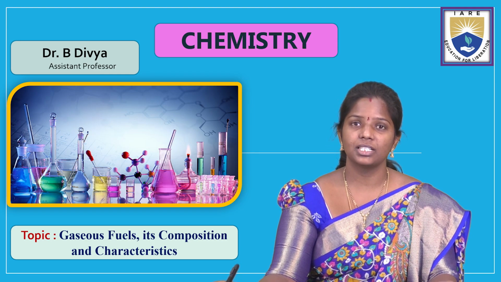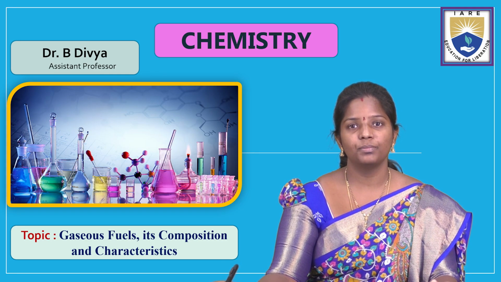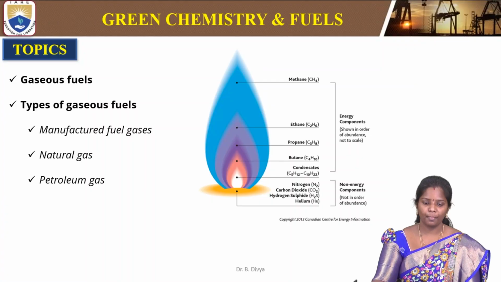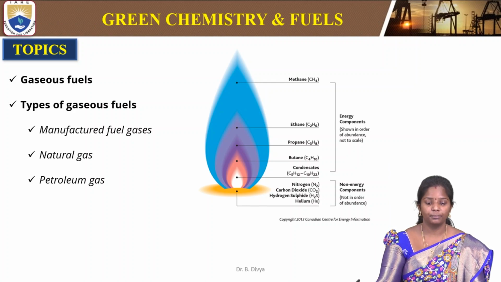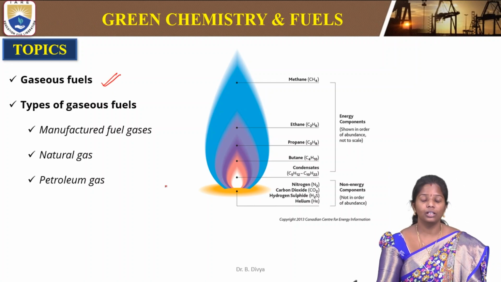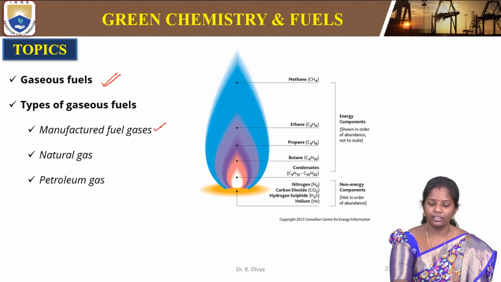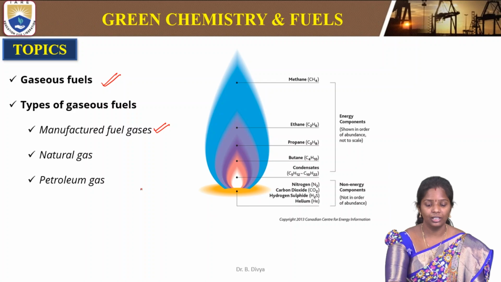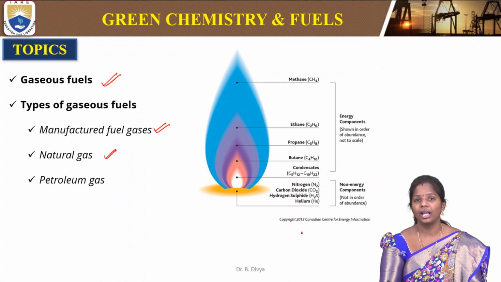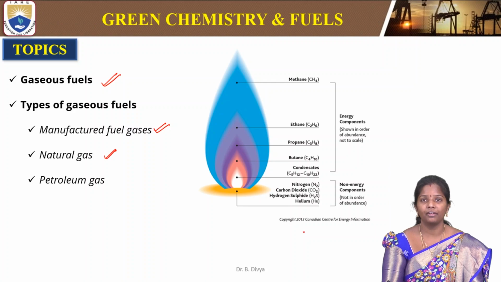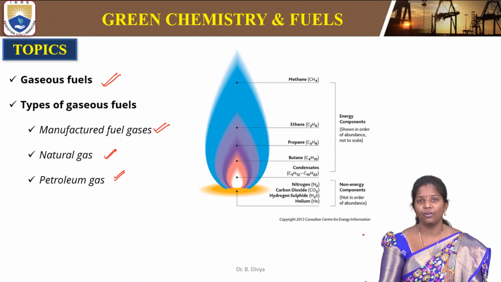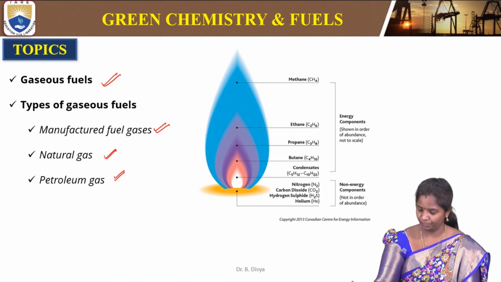So in this session, we will discuss gaseous fuels, their composition and characteristics as a part of green chemistry. So here are the topics. Before going to the actual topic, we have to discuss the definition of a gaseous fuel, then the types of gaseous fuels: manufactured fuels, or the gases that are manufactured, then natural gas, already occurring in nature from the earth crust, and petroleum gas, which we obtain during refining, and its forms during our applications.